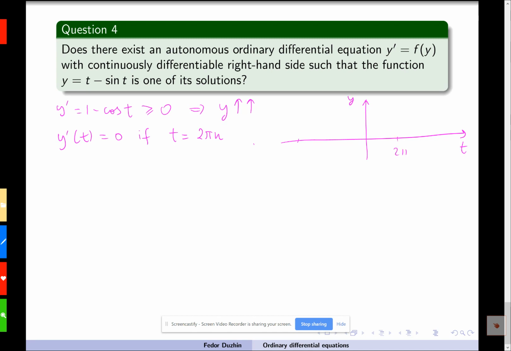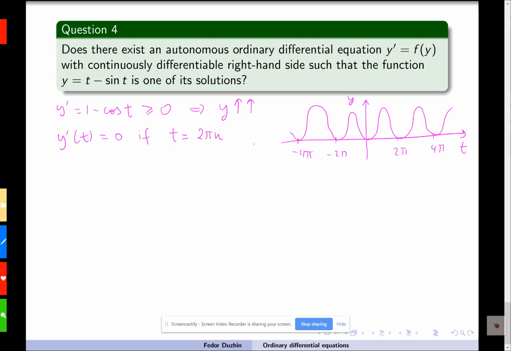So we have, say, 2 pi here, 4 pi here, negative 2 pi here, negative 4 pi, and then it does oscillations, goes up, down, up, down. Okay, this is the correct graph. It oscillates between the values of 0 and 2, and it takes the value 0 whenever the argument is proportional to 2 pi.